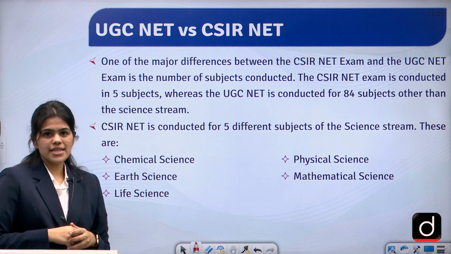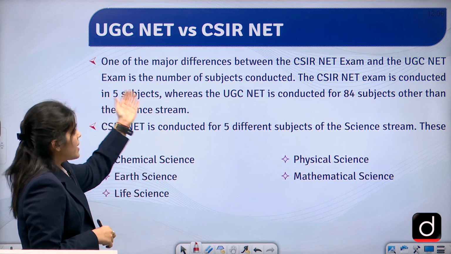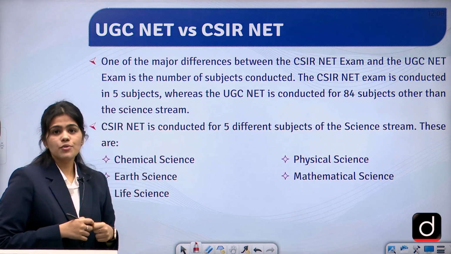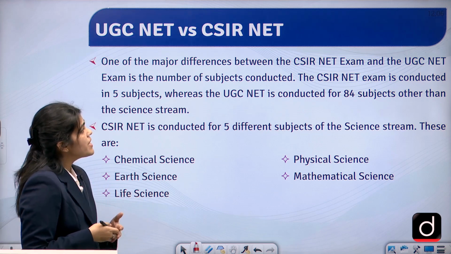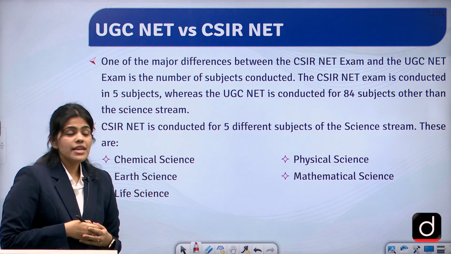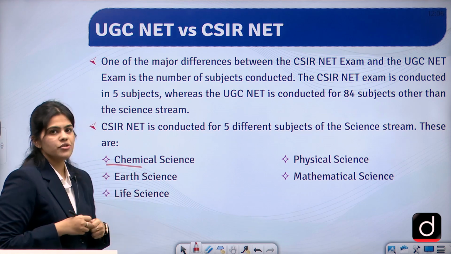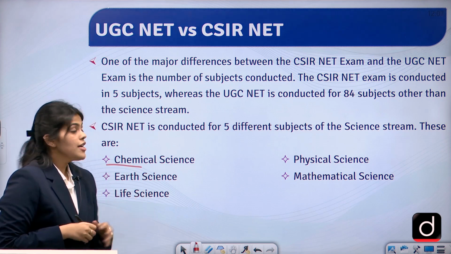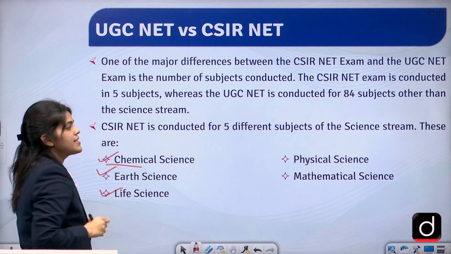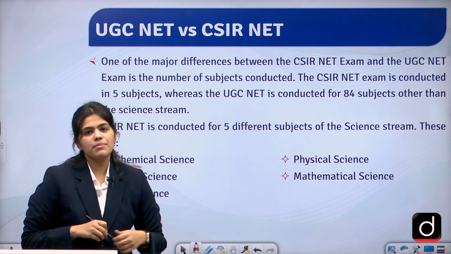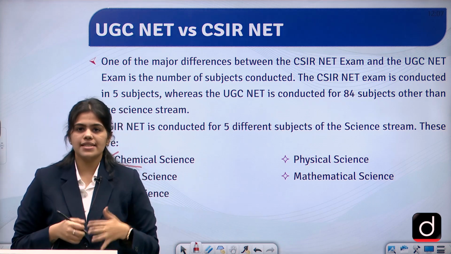So what is UGC-NET and what is the difference between it and CSIR-NET? The one major difference that we'll discuss is that if you are from a humanities section or other subjects as your main, then you will be giving the UGC-NET exam. While if you are from a science background and you have these 5 as your subjects, you will be giving CSIR-NET. These 5 subjects are chemical science, earth science, life science, physical science and mathematical science.